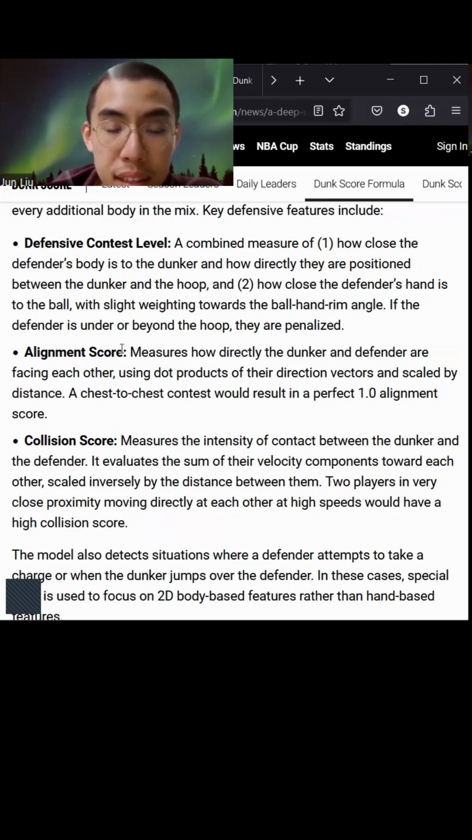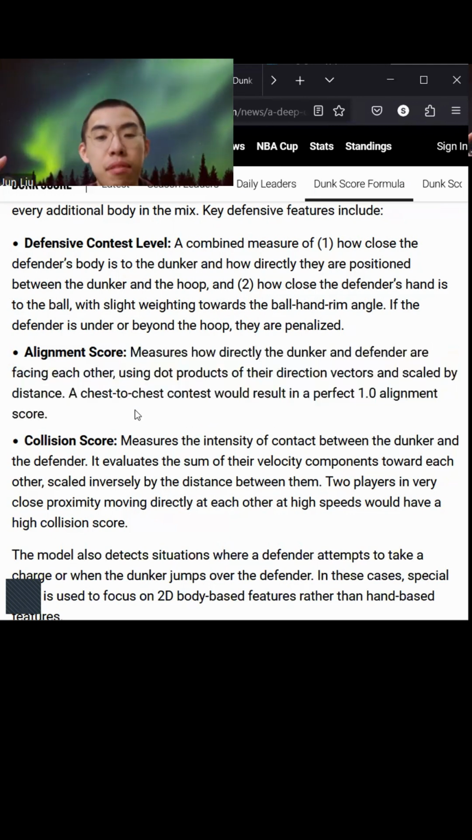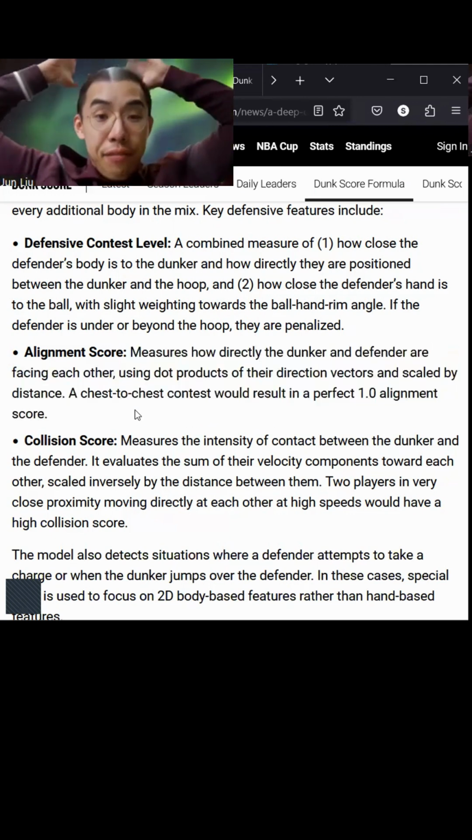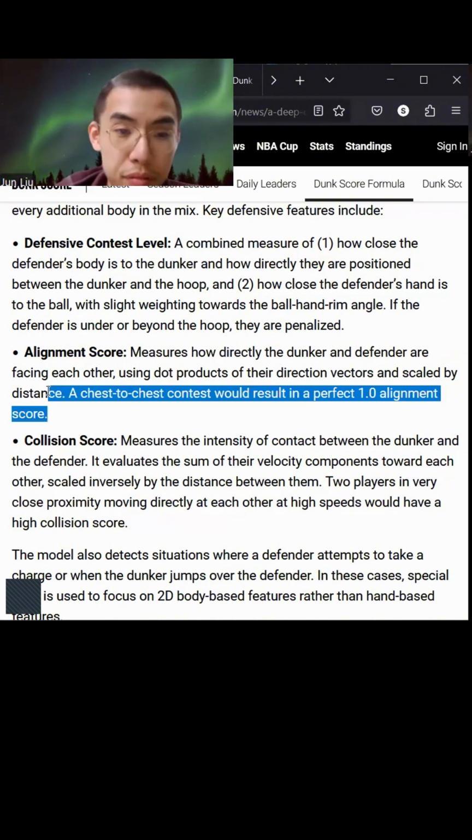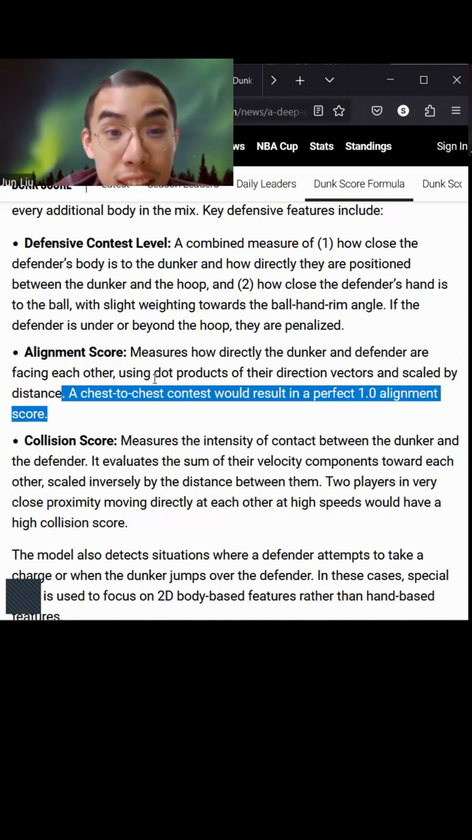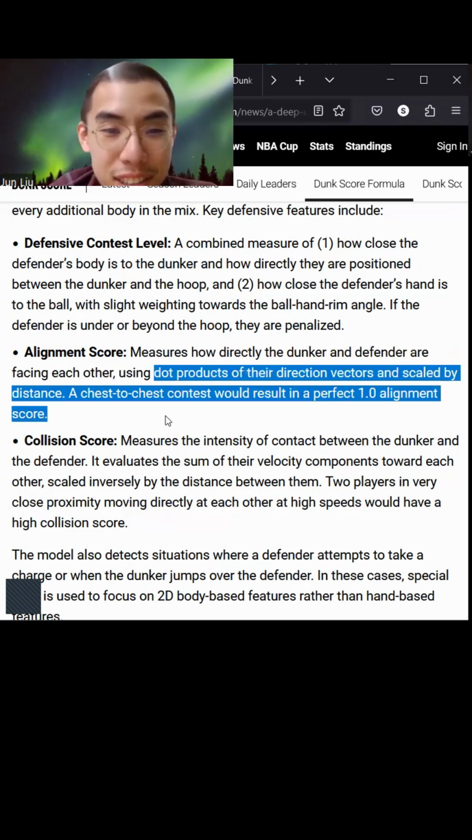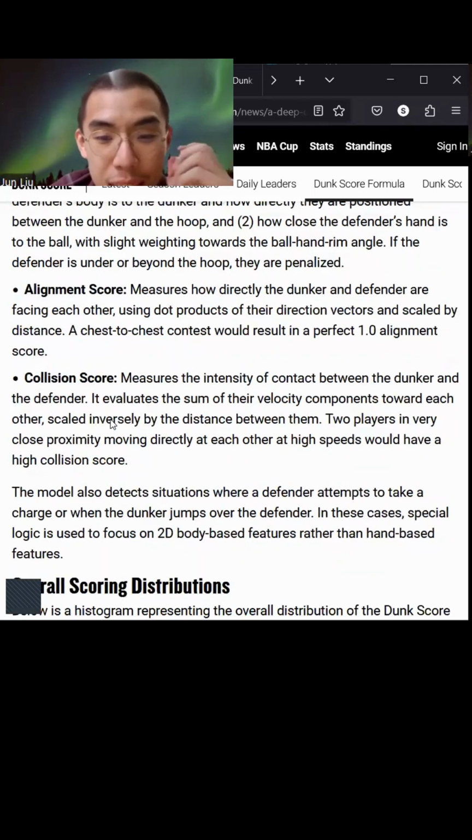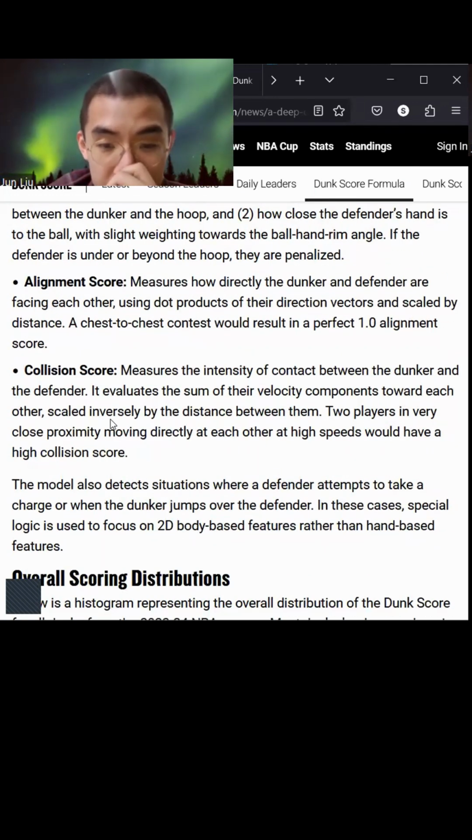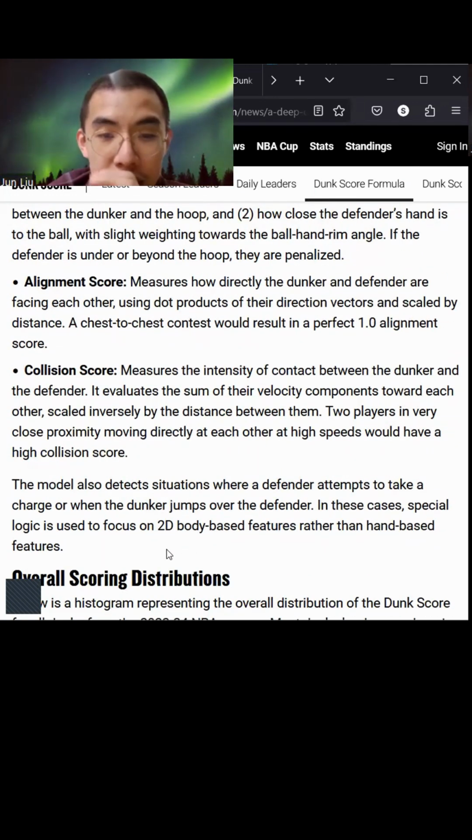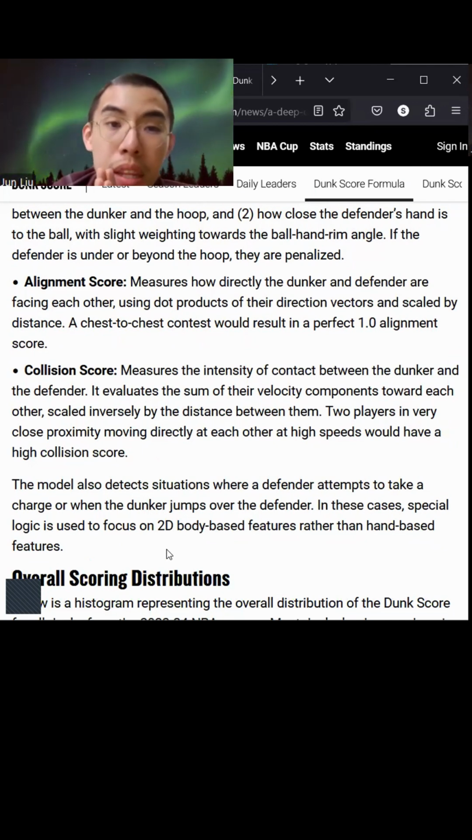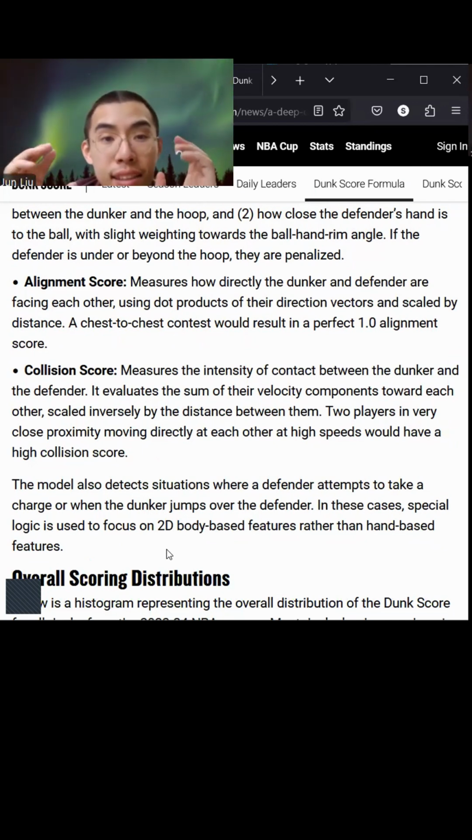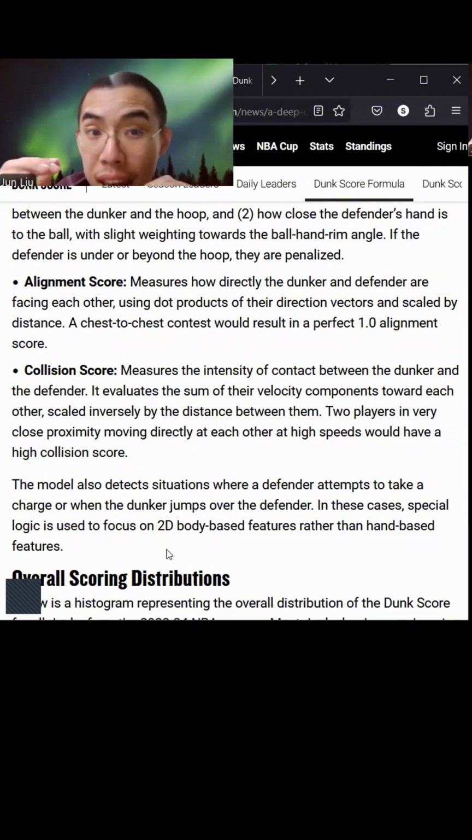And then there's also alignment, meaning are you coming face on, face to face, chest to chest? Perfect 1-0 alignment score, using dot products between direction vectors and scaled by distance. That's freaking awesome. This is exactly how we approach it. And maybe one more thing, okay? Special logic. Yeah, okay. So one more thing that I would add to this is a scaling factor for the relative height of the defender.